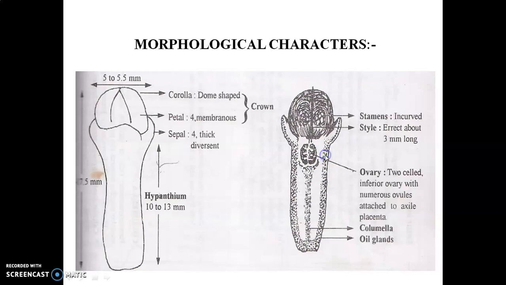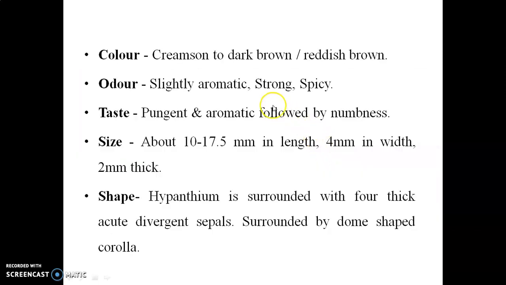Now regarding the color, it is generally crimson to dark brown or sometimes reddish brown, and the odor is slightly aromatic and strong spicy. Then the taste is pungent as well as aromatic, followed by numbness. Numbness here means it blocks the sensation of the teeth, so after that we are unable to detect any kind of taste. That is nothing but the numbness.